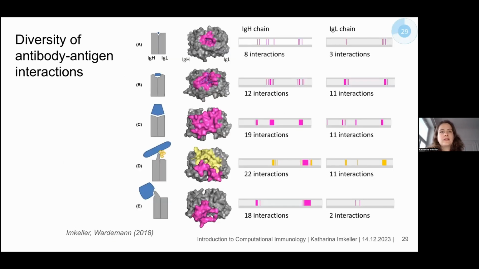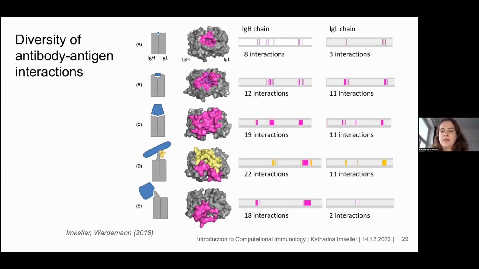So now let's look at this slide here. This is a representation of how diverse the antibody-antigen interactions can be. So these are schematic representations of how variable regions of antibodies can interact with the antigen. In gray, you see the part of the antibody. In blue, you see the antigen. The second column is the structure representation taken from crystal structures. And in pink or yellow, I highlighted the residues that interact with the antigen.